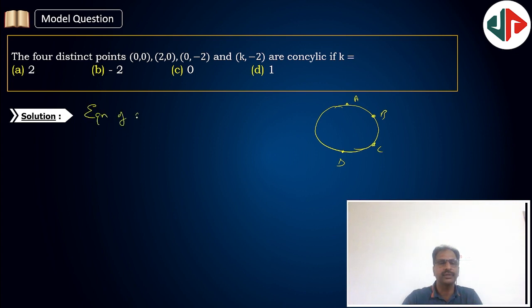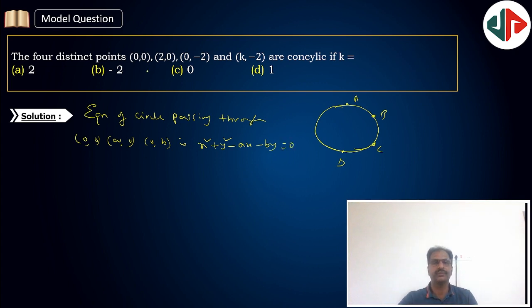See, we know that the equation of the circle passing through (0, 0), (a, 0), (0, b) is x square plus y square minus ax minus by is equal to 0. What are a and b for us? a is 2, b is minus 2. So what is the circle passing through (0, 0), (2, 0), (0, minus 2)?